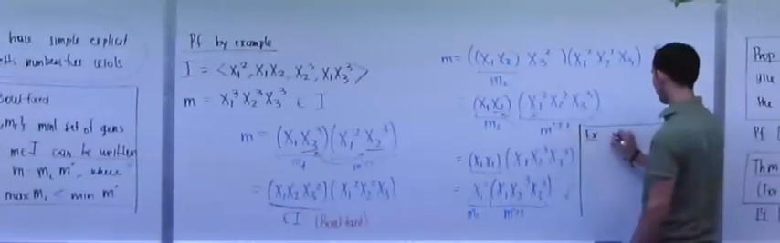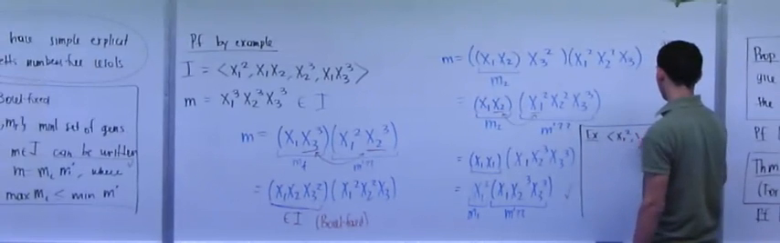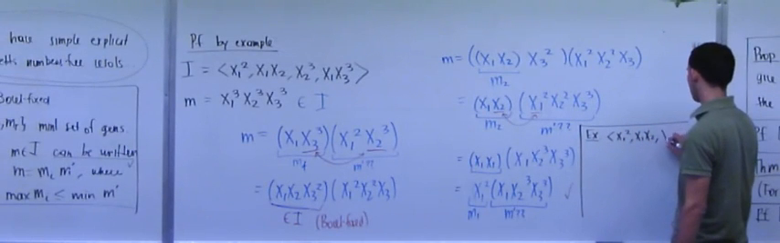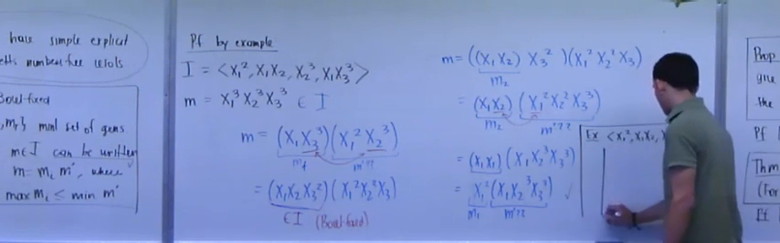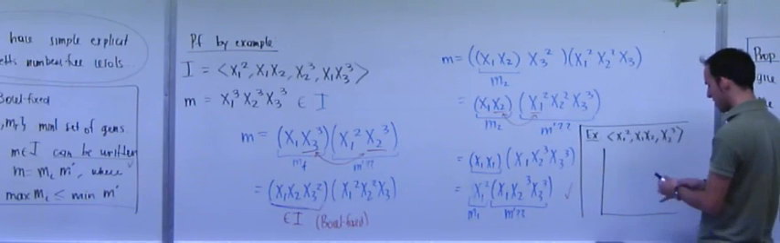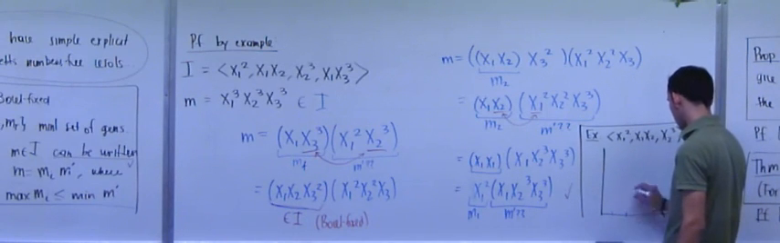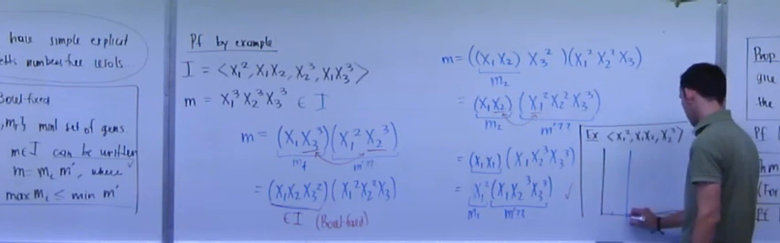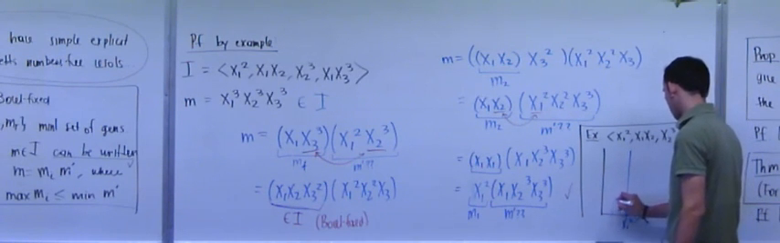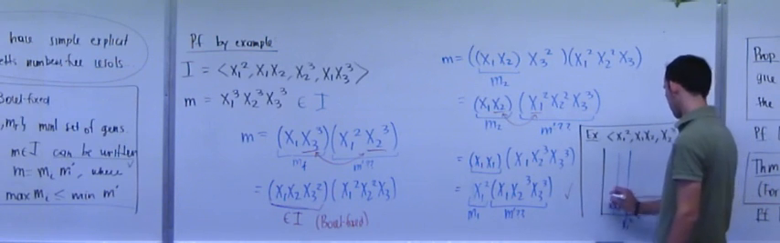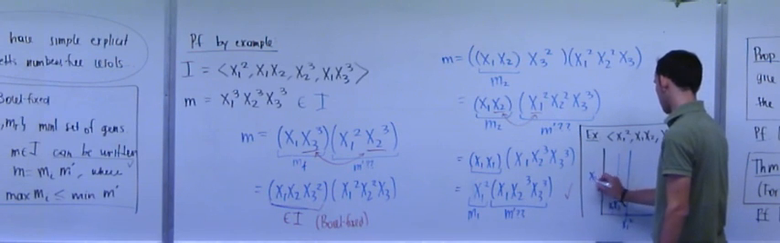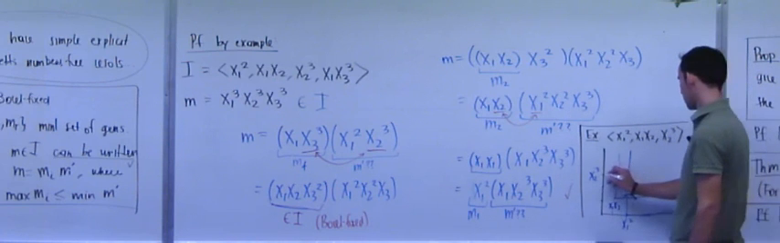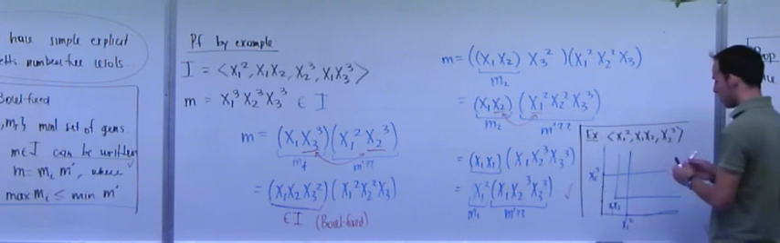What's the example that I didn't do? x1 squared, x1 x2, and x2 cubed. Okay. So what are the monomials that live here? Well, I wish I hadn't erased this, but we can do it again, right? So x1 squared lives here, x1 x2 lives here, and x2 cubed lives here. Okay. So these are the monomials that live here.